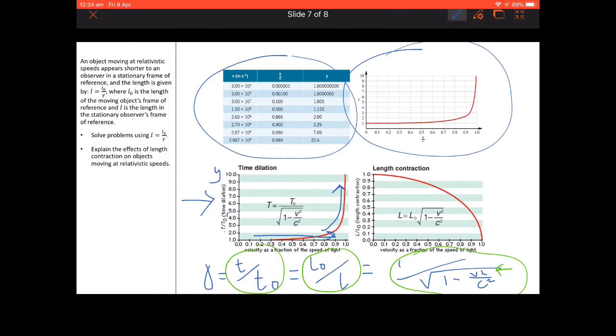The bottom right graph illustrates that as relative velocity increases, so as we go along the x-axis, length contracts in the stationary observer's reference frame, so the ratio of length in the stationary observer's frame to length in the moving object's reference frame, so L over L0, decreases. So as we go further along the x-axis, the y value decreases.